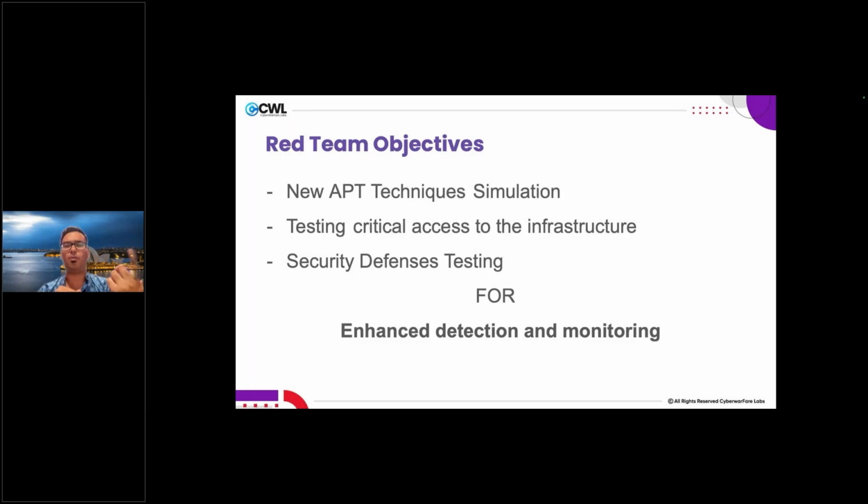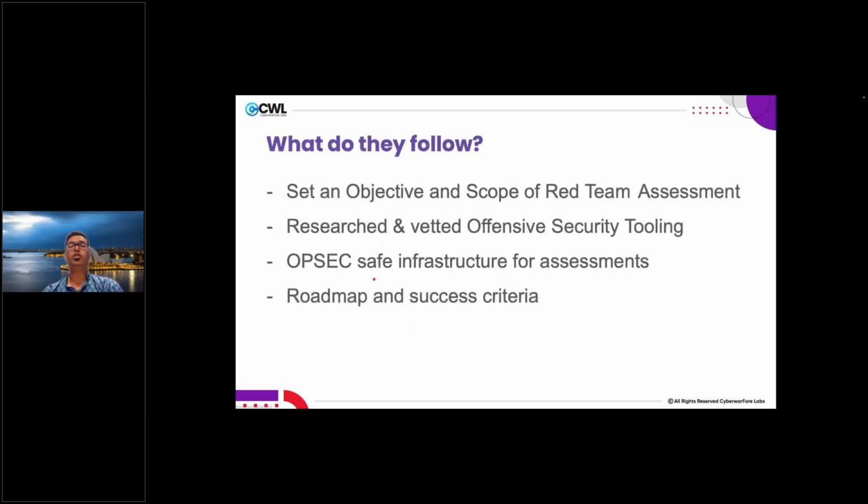Whatever the objective could be, it could be to simulate an APT, it could be to test a critical infrastructure, but the objective is the same, that is to remediate any vulnerabilities, or the detection part that is there, how we can enhance it. That is the main goal in the red team objectives. Then what do they follow, right? So there are a lot of things that are there. I'm just giving some and shedding some light on how these people actually operate, and what they follow.